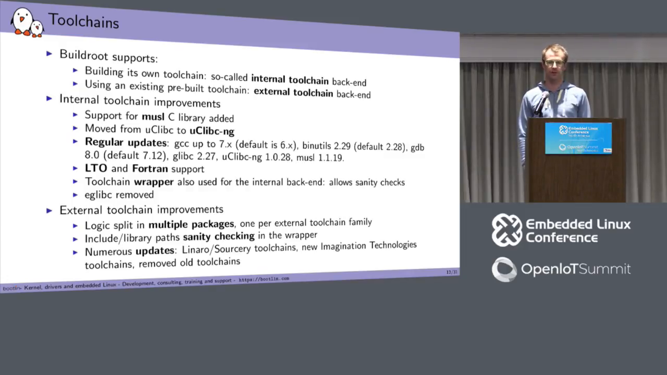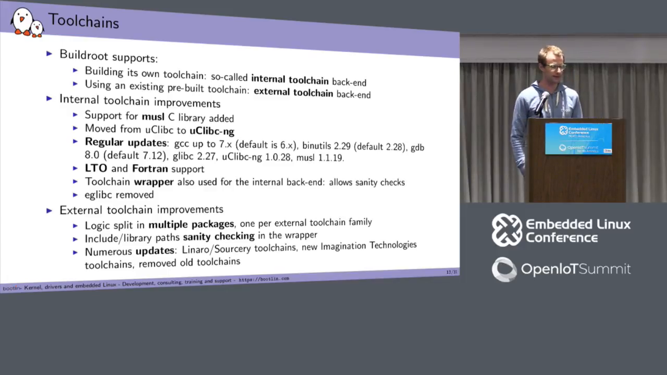We've added link time optimization support and Fortran support. We sometimes have surprising contributions, but it's there. We used to have a toolchain wrapper, basically a GCC wrapper that calls GCC, that we were using only for the external toolchain, which we now also use for the internal toolchain, especially to check for a number of bogus flags. If you're cross-compiling but referring to libraries or headers of your host machine, you're probably doing something wrong. So the wrapper catches that and says, ooh, something bad is happening. We've dropped eglibc because eglibc no longer exists. It's all in glibc nowadays.